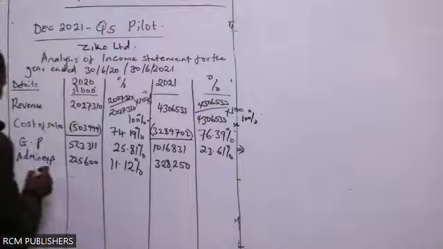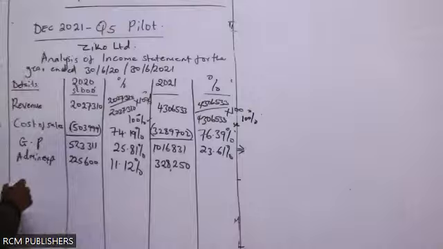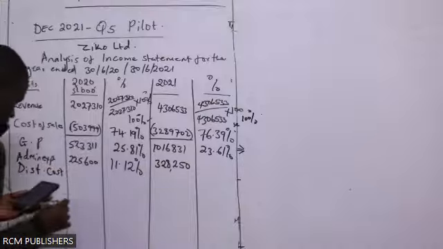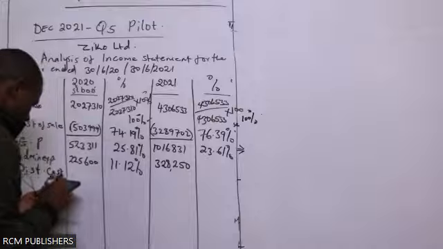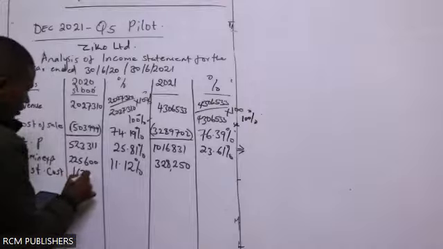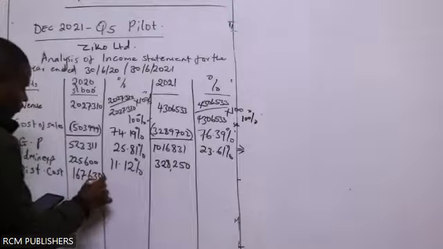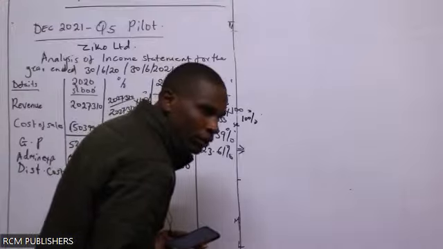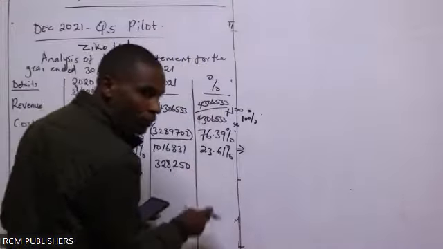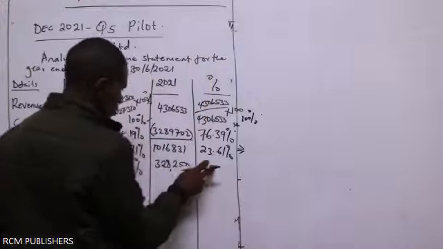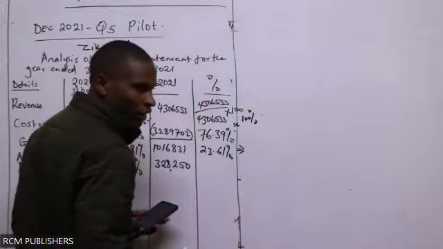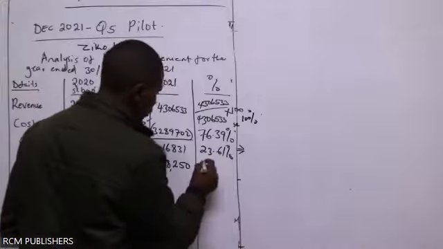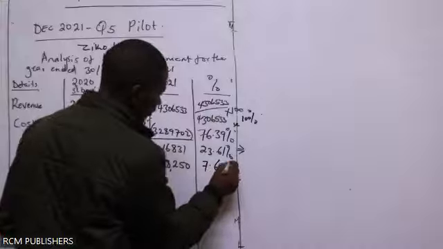What about this one? We go to the other one, distribution cost. We have 167,630. Remember, these are cost. Therefore, ndio maana unaona zimewekwa bracket, tutazitoa. Okay. What about this one? It's a positive figure, Esther. For the 2021, mlipata ngapi hapa? 7.62. 7.62%. That is very good.